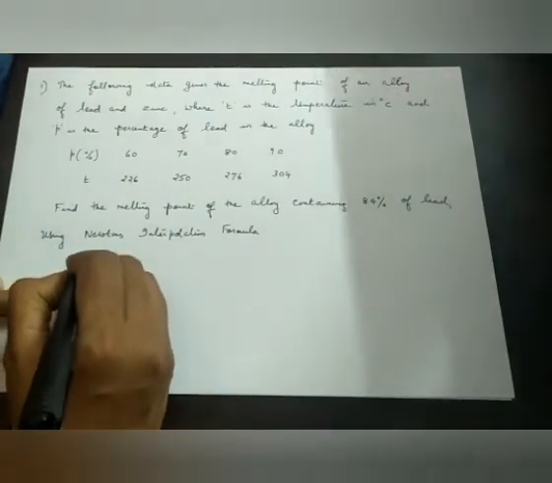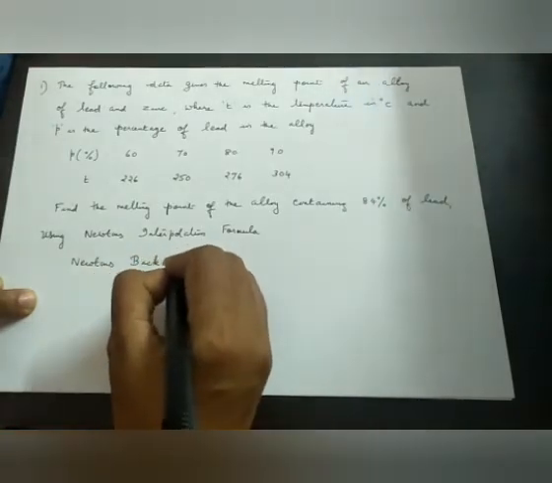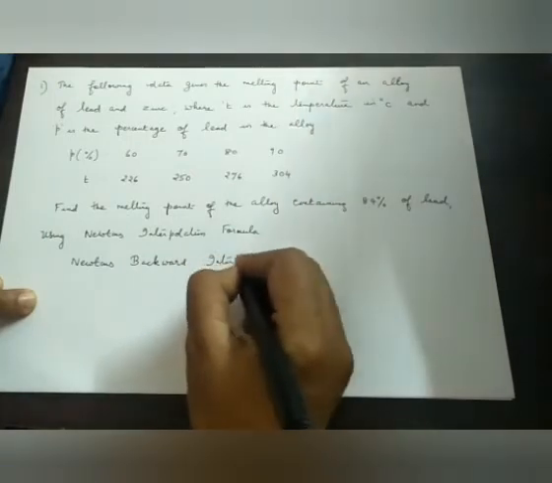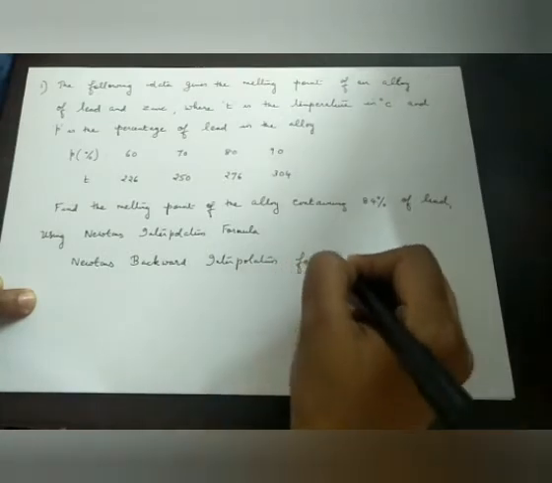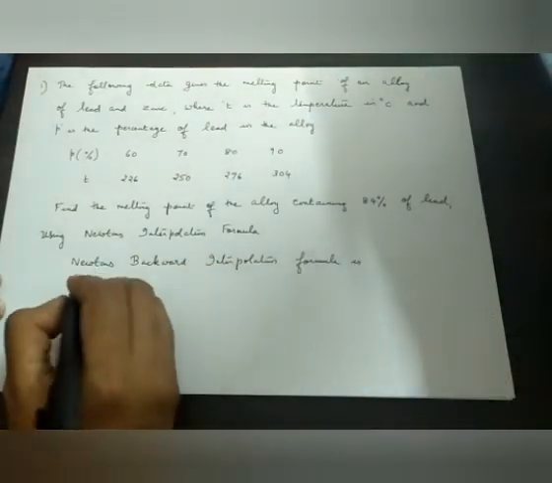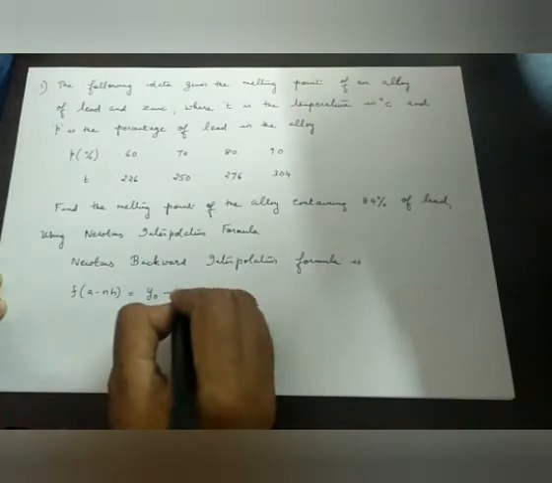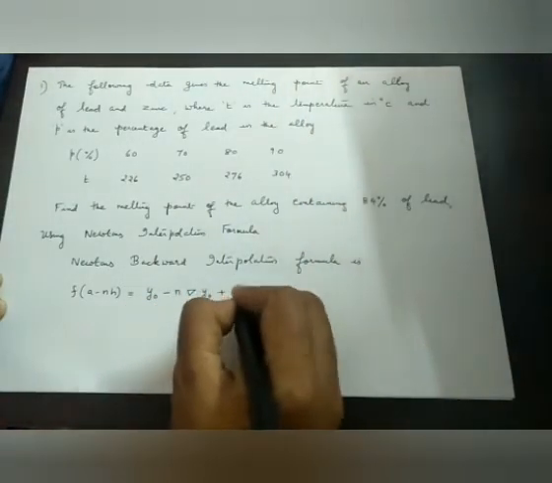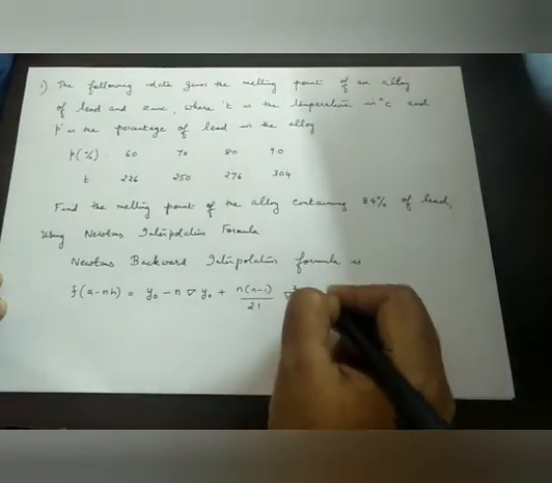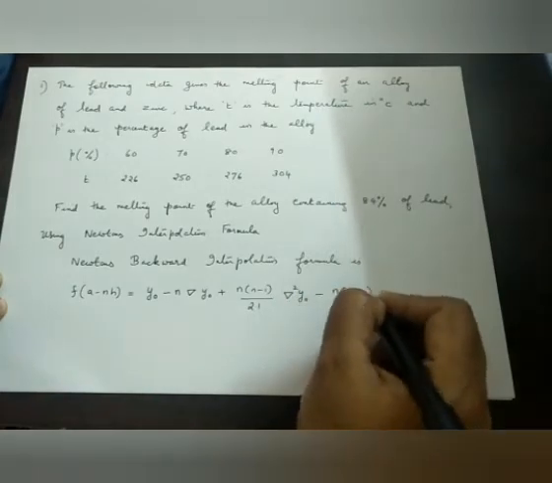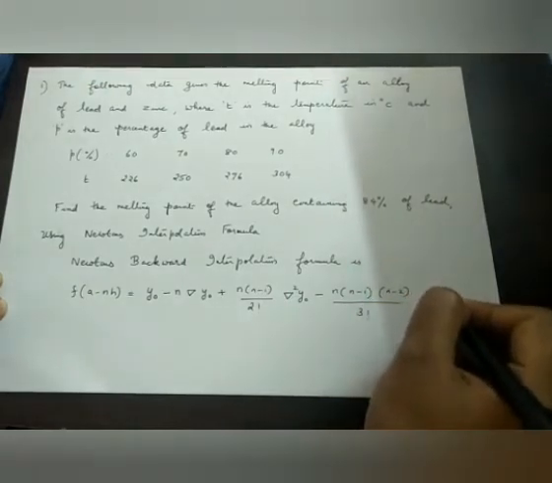Hence, Newton's backward interpolation formula is f of a minus nh is equal to y naught minus n del y naught plus n into n minus 1 by 2 factorial del square y naught minus n into n minus 1 n minus 2 by 3 factorial del cube y naught plus etc.